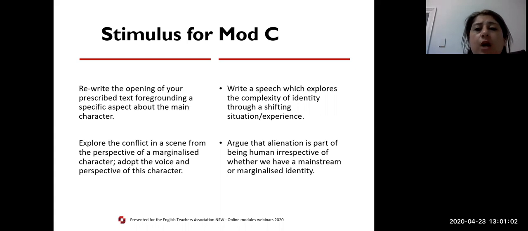You might also like to write a speech which explores the complexity of identity through a shifting situation or experience. So if you had to write a creative piece, something has happened which has shifted your assumption about your identity or someone else's identity, and where and how could you explore that? And lastly, I see this more as a kind of discursive piece. Argue that alienation in society is part of being human, irrespective of whether we have a mainstream or a marginalised identity. So at all points, alienation will be felt by individuals, irrespective of the class, the race, the gender. Is that a possible discursive piece you might want to explore?